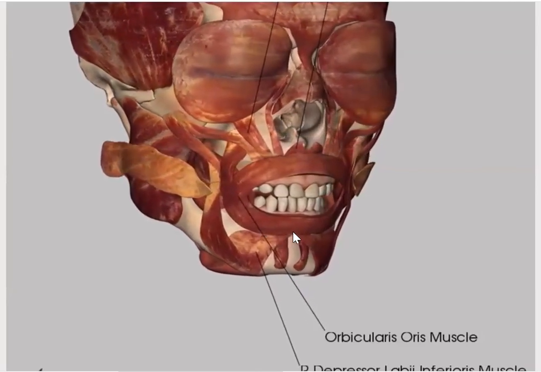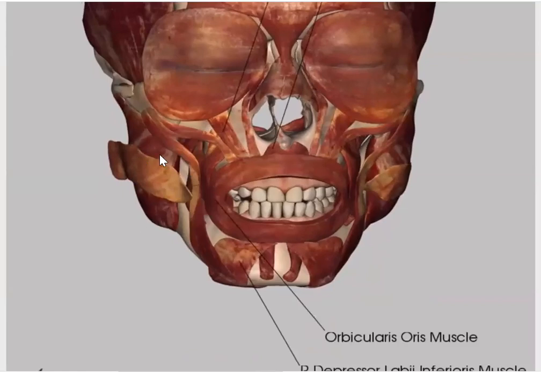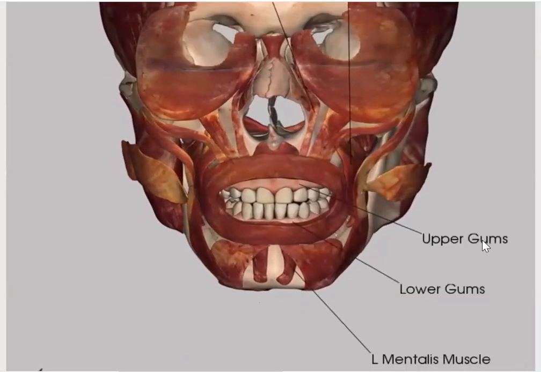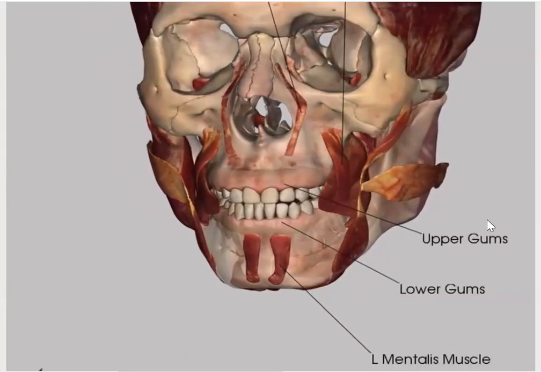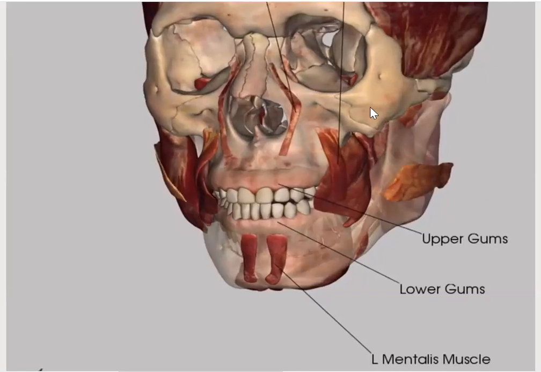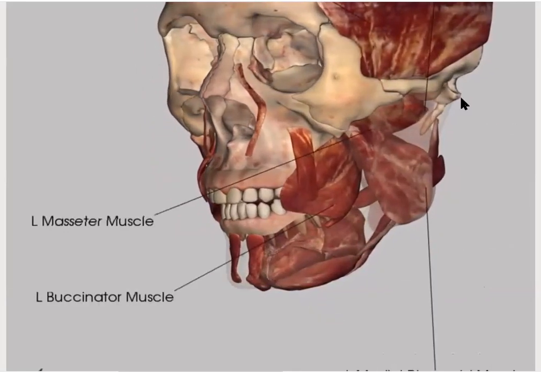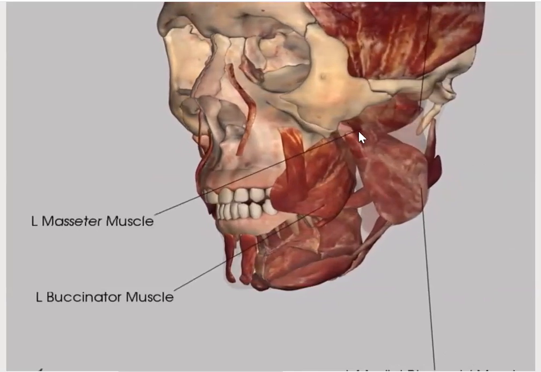So again, orbicularis oris around the mouth. We can see parts of the masseter over here. We'll probably see it a little bit better on this side. We can see the nasal bones here, some other structures. We can see the orbits of the eyes, the zygomatic bone here, the zygomatic arch, parts of the temporal bone, the masseter, and then the deeper buccinator.